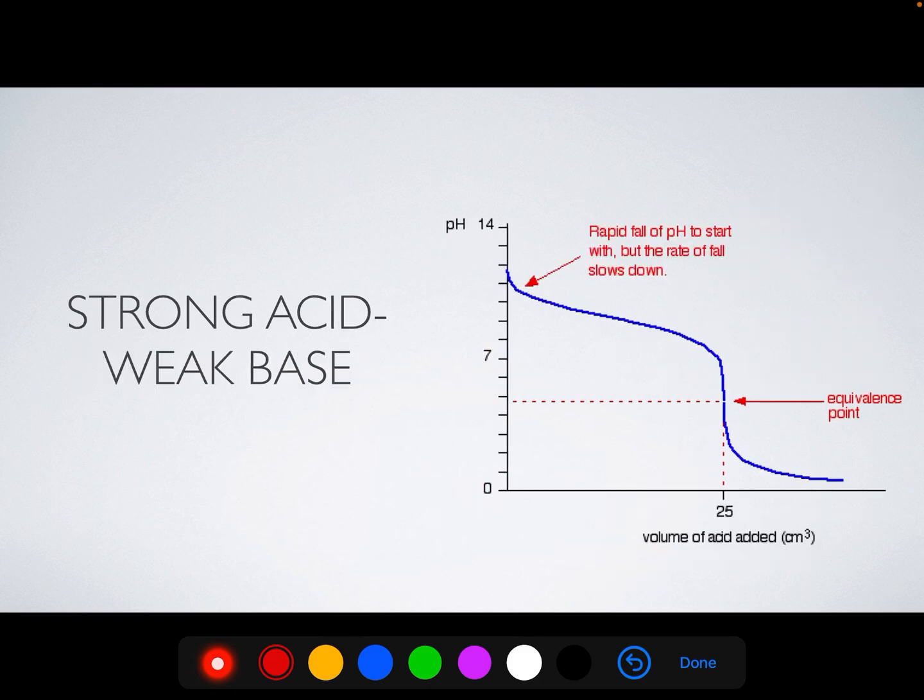Okay, now moving on to the titration curve of strong acid and weak base titration. Okay, if you notice the curve is having the same shape with what we have in strong acid and strong base, but facing the opposite direction.